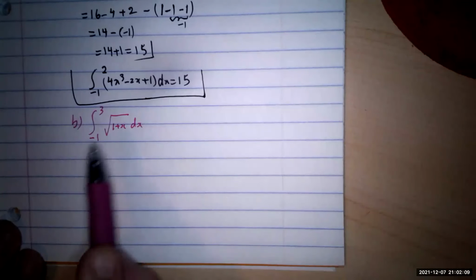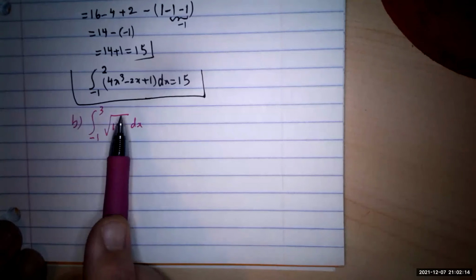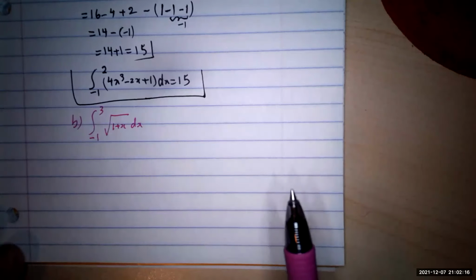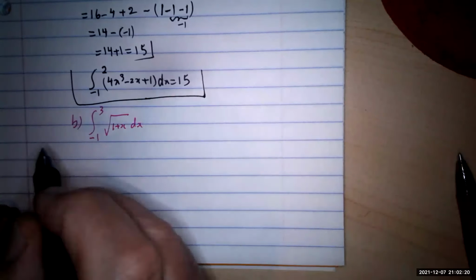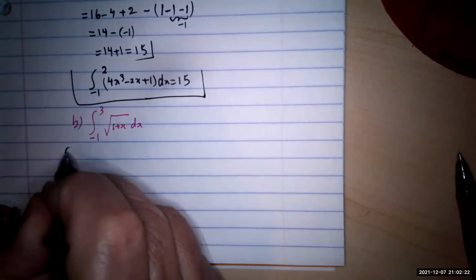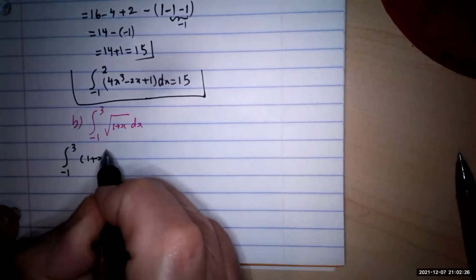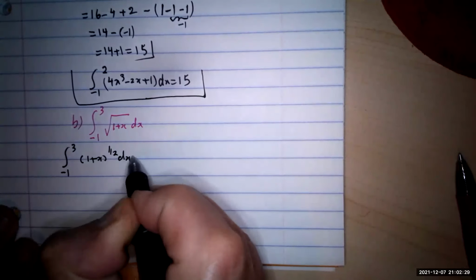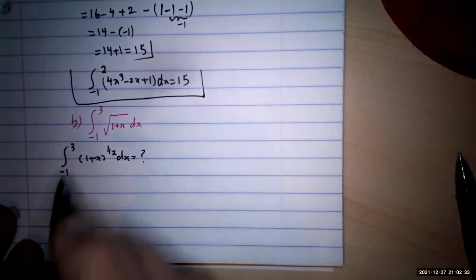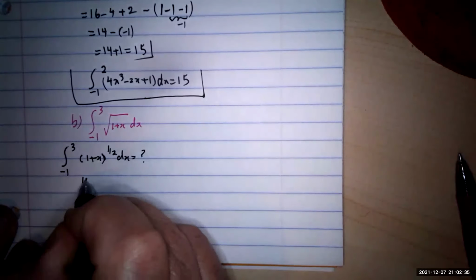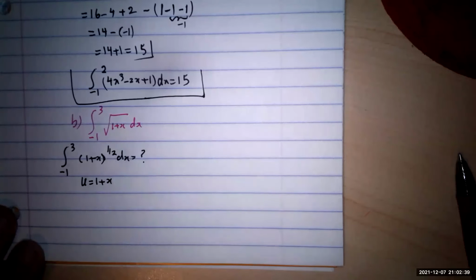But we have to switch the radical. So that will give us 1 plus x to the 1/2. So you have to use the substitution method to take care of that one. Okay, so you rewrite it first. You say, oh, this is from -1 to 3, and then I have 1 plus x to the 1/2 dx. So you need a substitution method. So you take u to be 1 plus x, and you end up with u to the 1/2.